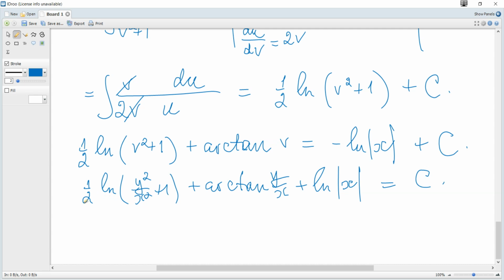If you multiply each term by 2, you get 2 ln of the absolute value here, and you can move it to the power of x, and there will be ln plus ln, which is product, and you get ln of y squared plus x squared plus 2 arctan y over x is equal to some another constant.